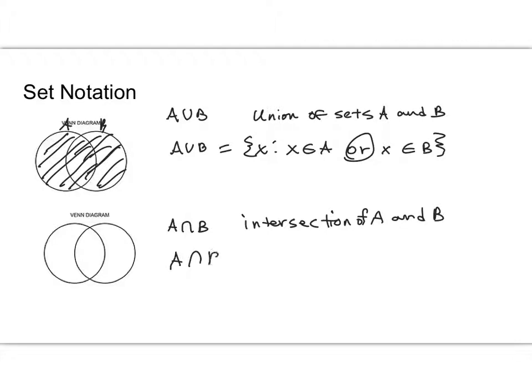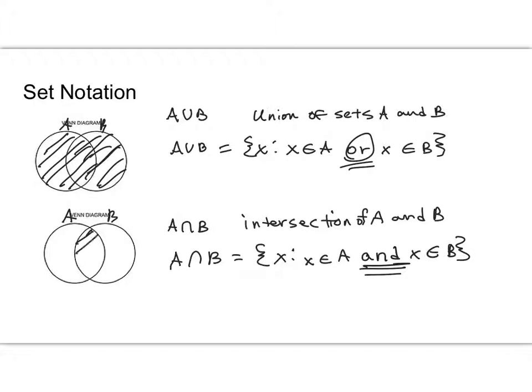In set notation, that looks like this. X such that X is an element of A and X is an element of B. This one is and, this one is or. So to be an element of both A and B, the only place that happens is here. Another symbol you should know about is this, N of A. Well, that reads as the number of elements in set A.